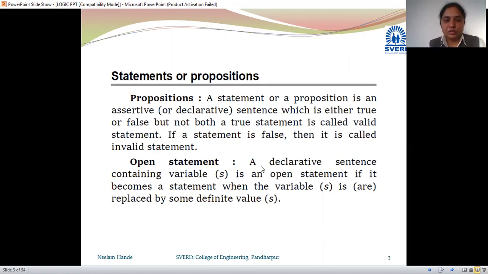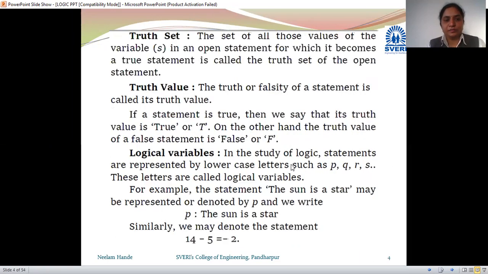And what is an open statement? A declarative sentence containing a variable is an open statement. It becomes a statement when the variable is replaced by some definite value. You can assign some definite values to that statement.